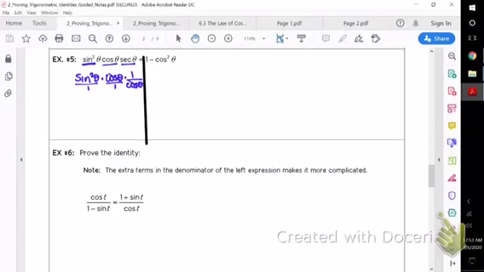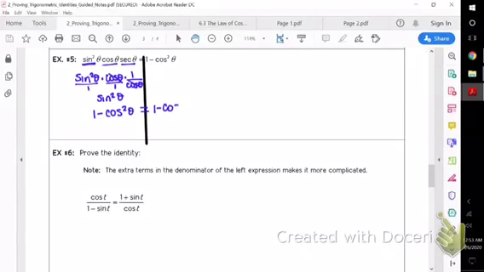And so my cosines will cancel, and I'm left with sine squared of theta over 1, which is just sine squared of theta. And I know from the Pythagorean identity that sine squared of theta is equal to 1 minus cosine squared of theta, and that's what we're after.